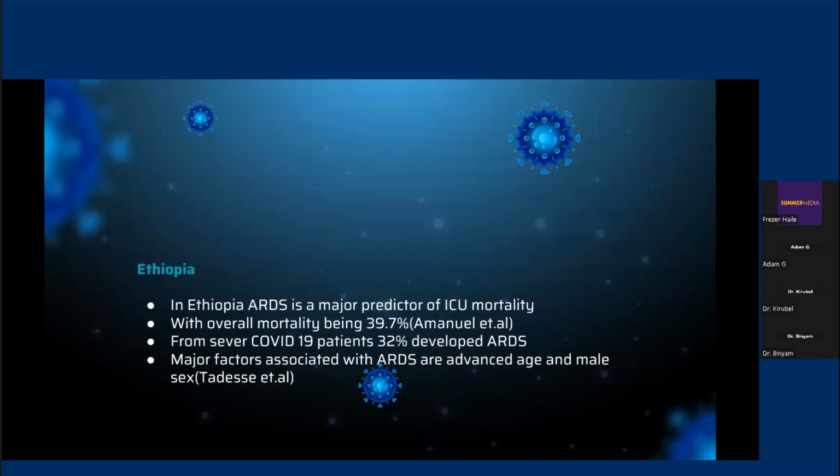ARDS is a major predictor of ICU mortality, with overall ICU mortality being 39.7%, but it is one of the major predicting factors of ICU mortality. In COVID and severe COVID patients, 32% of this population will develop ARDS, and they have more risk if the patients are of advanced age and male sex, especially in COVID-19. But in the general population, other than COVID, females are the more major predictor factor.